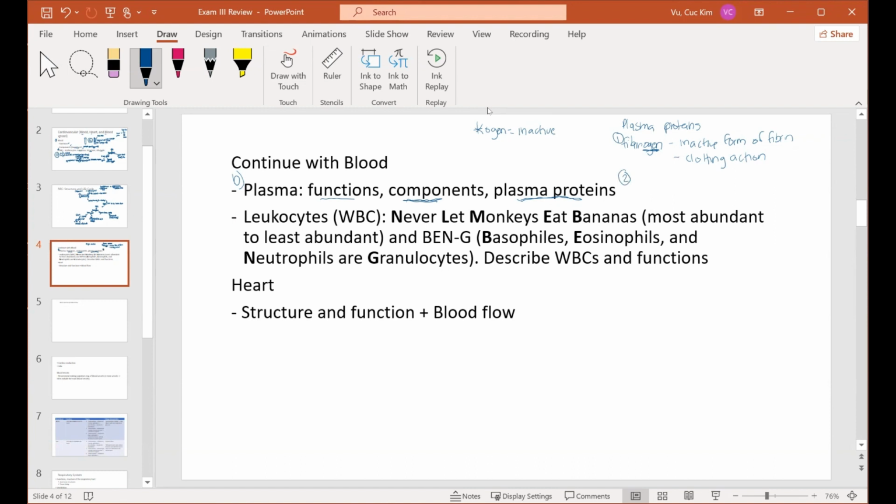Okay, but that's fibrinogen. What's another plasma protein? Because you have to know 3 of them. What's another one? Thank you, albumin.